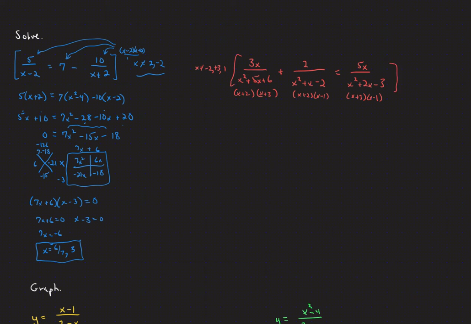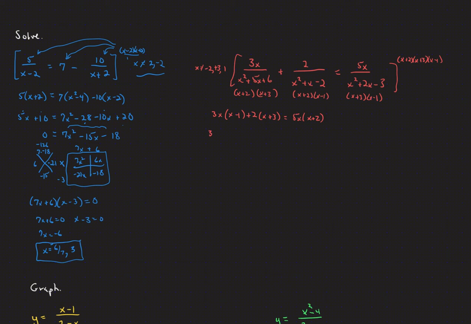We're going to multiply through by the least common denominator, which is going to be an x plus 2, an x plus 3, and an x minus 1. So on the first one, that first term, the x plus 2 and x plus 3 will cancel, but the x minus 1 will come through. On the second one, just the x plus 3 will survive, and on the third one, it's the x plus 2 that will come through.